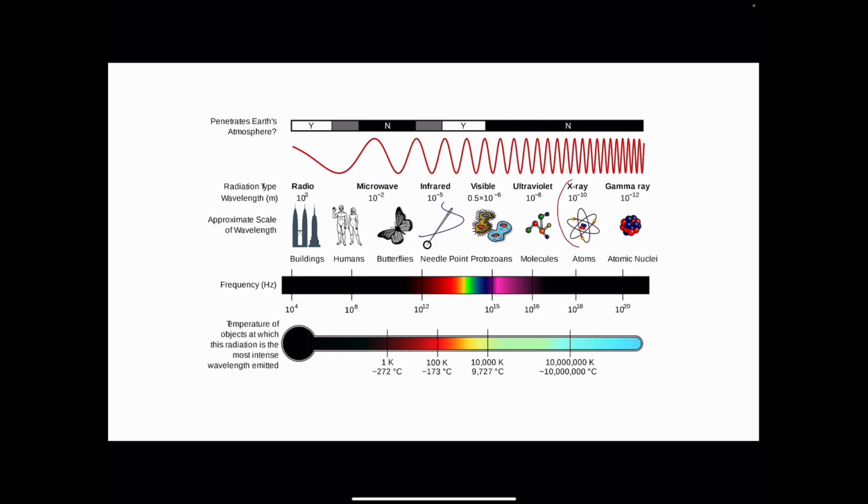So now we're looking at the X-ray region, which corresponds to 10 to the minus 10 meters in terms of wavelength. X-rays are produced by deceleration of high-energy electrons or by electronic transitions of electrons within the inner orbitals of atoms. For analytical purposes, X-rays are generated in four ways.